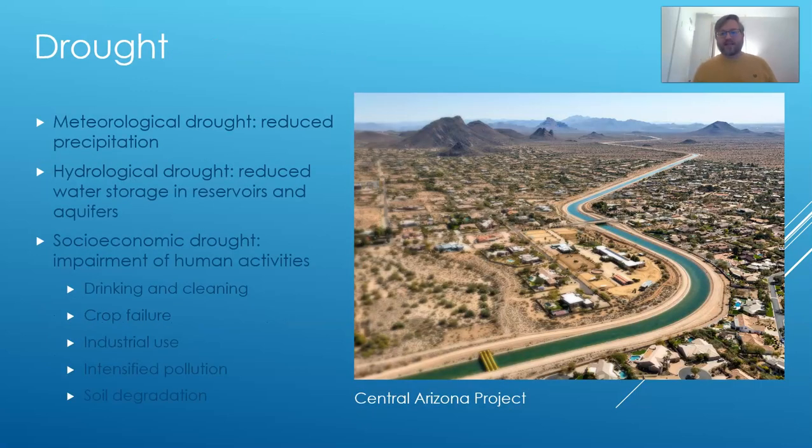So before we talk about floods, I want to say a little bit about drought, the flip side to floods. Floods, we have too much water. Drought, we have not enough water. And when we talk about drought, drought can actually mean three different things. There's three different levels of drought that we might have.